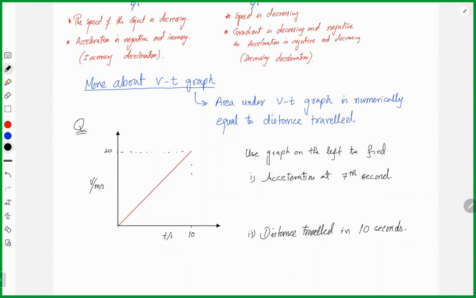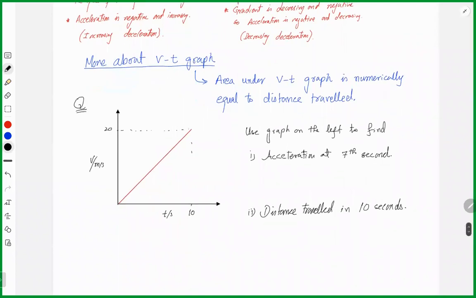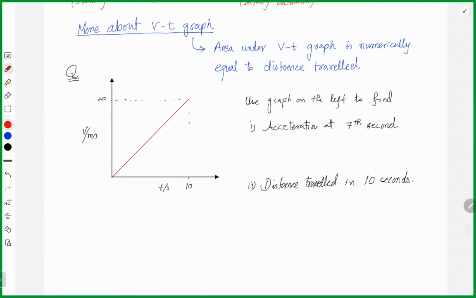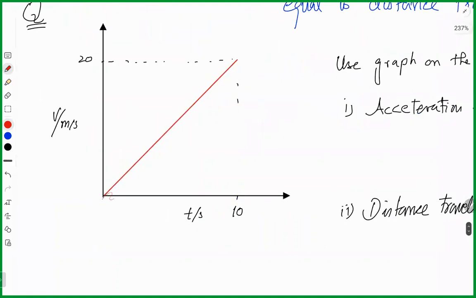Now, the first question is a kind of trick question. For the 7th second, an average student will start looking at the axis to find out where the 7th second is, then go to the graph and get kind of lost somewhere. Actually, it is a trick question.